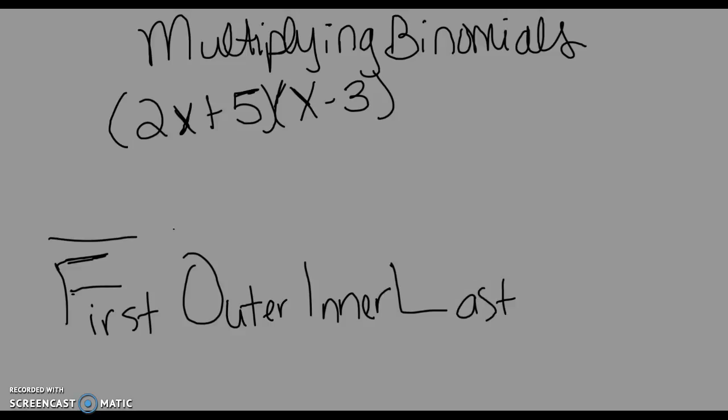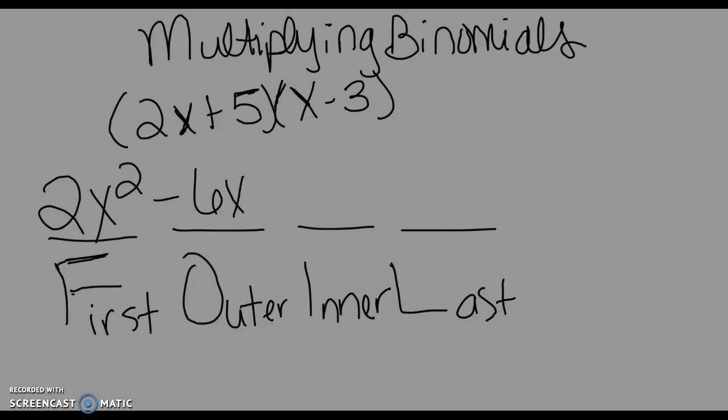Okay, so first means the two first terms of each parentheses, meaning the 2x and that 1x. So 2x times 1x is 2x squared. Outer means 2x and negative 3 because they're on the outer parts of those two binomials. So that would be negative 6x. Inner means the 5 and the x, so 5 times x. Last means the two last terms of each parentheses, so the positive 5 and the negative 3.